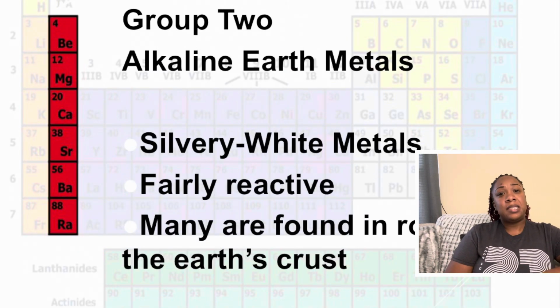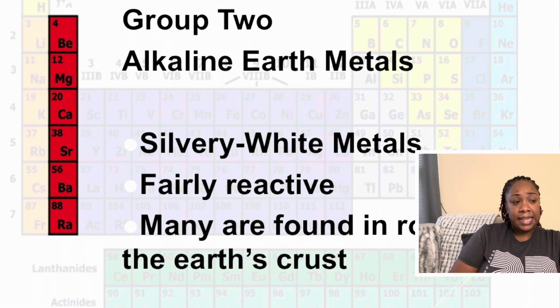Group 2 elements are referred to as the alkaline earth metals. They are silvery white metals. They're fairly reactive. So they are very reactive, but not as reactive as the group 1 metals. And many of them are found in rocks and in the earth's crust. These metals range from beryllium down to radium, and beryllium, magnesium, calcium, and strontium are responsible for those brightly colored flames that we get during fireworks.